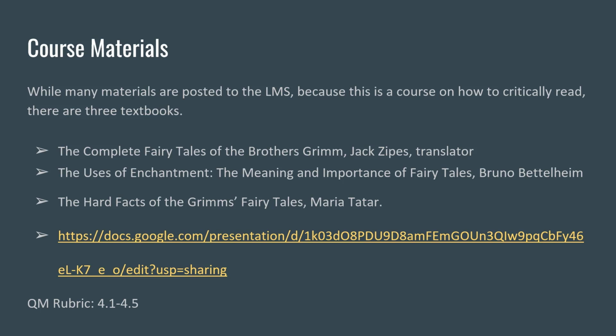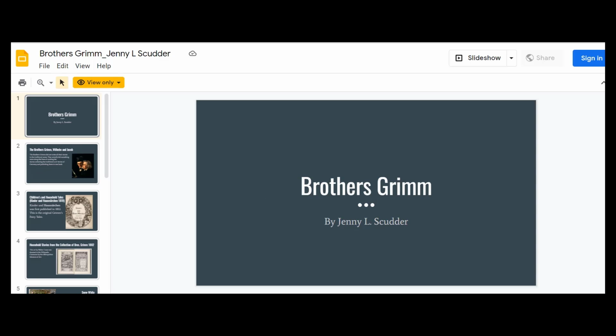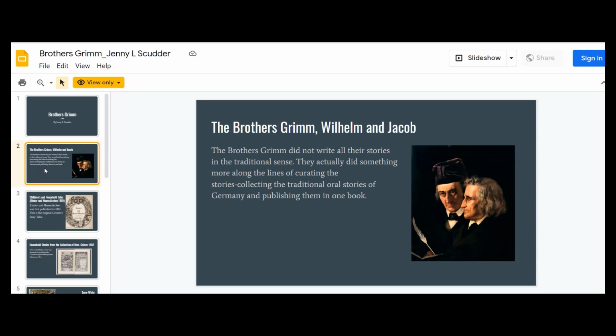And this would be a sample of the types of materials supporting the textbooks and integrating them together with the course assignments and supporting documents on the LMS. This aligns with the QM rubric, Section 4. So one sample of materials that would be available on the LMS includes this overview of the Brothers Grimm. And so this gives information about Wilhelm and Jacob Grimm and how they collected the stories.